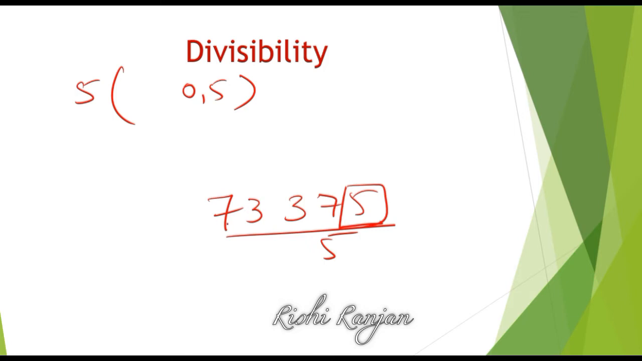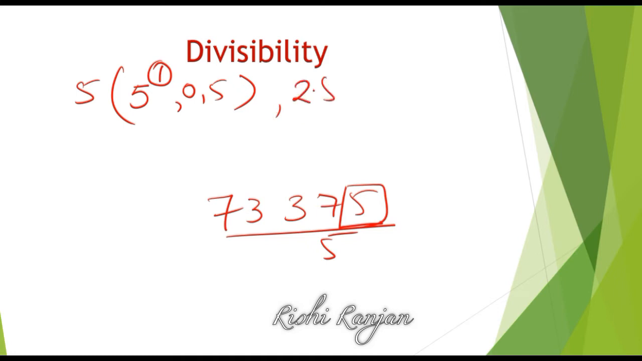For example, here it is 73,375. The last digit here is 5. So this number is definitely divisible by 5. So we are checking the last digit. I'm going to write one more thing here. 5 power 1. Checking one digit, checking the last digit.